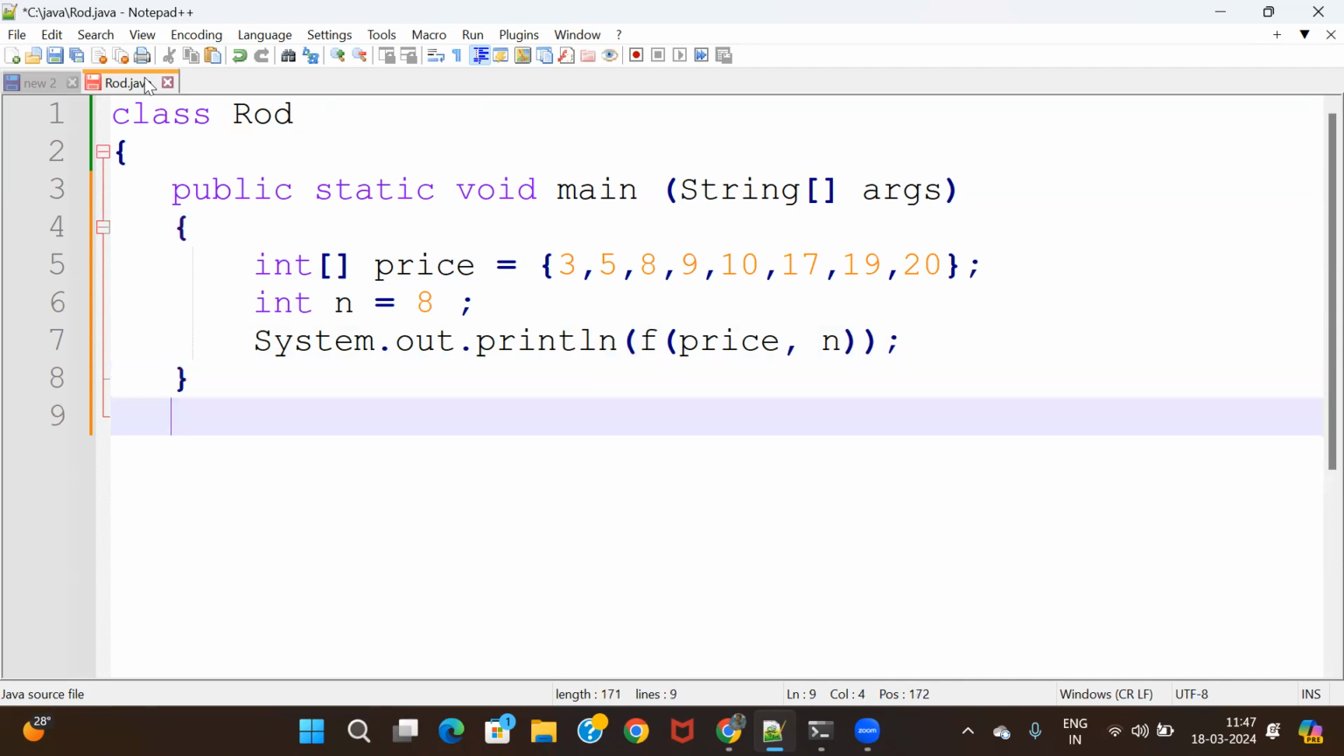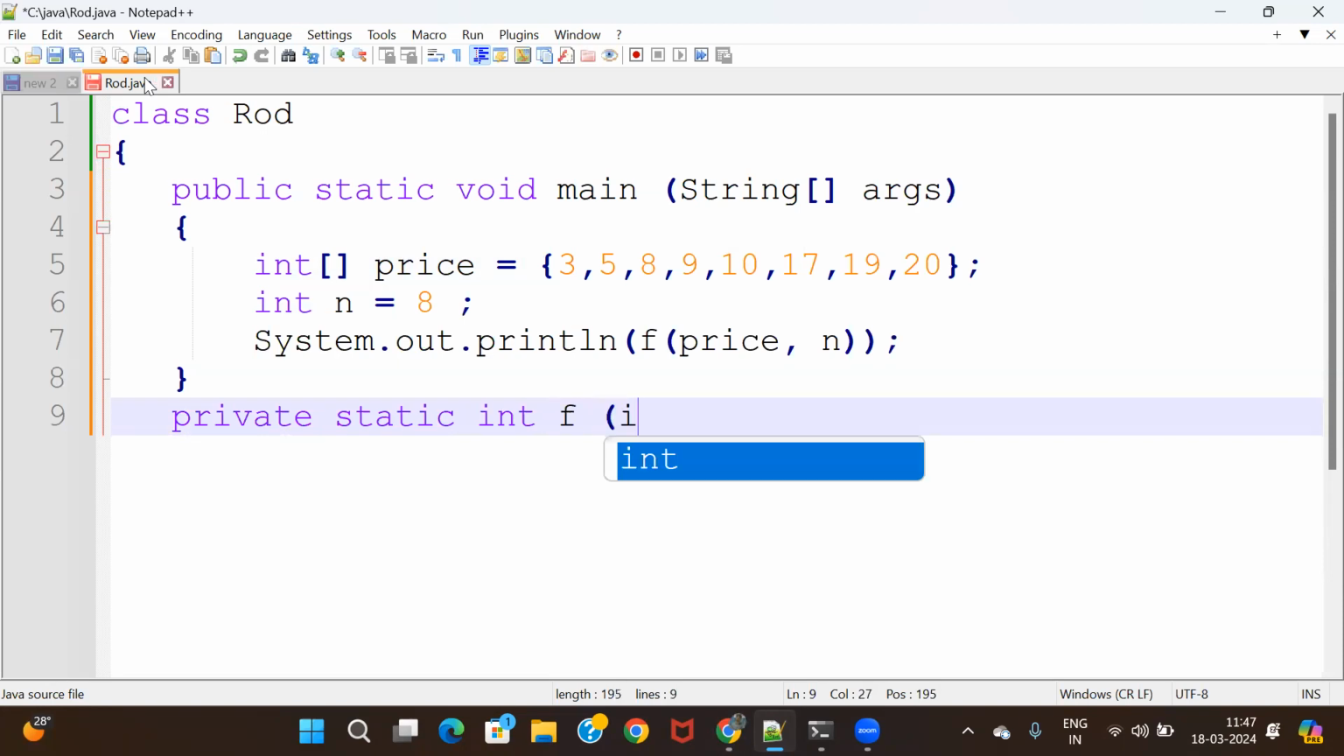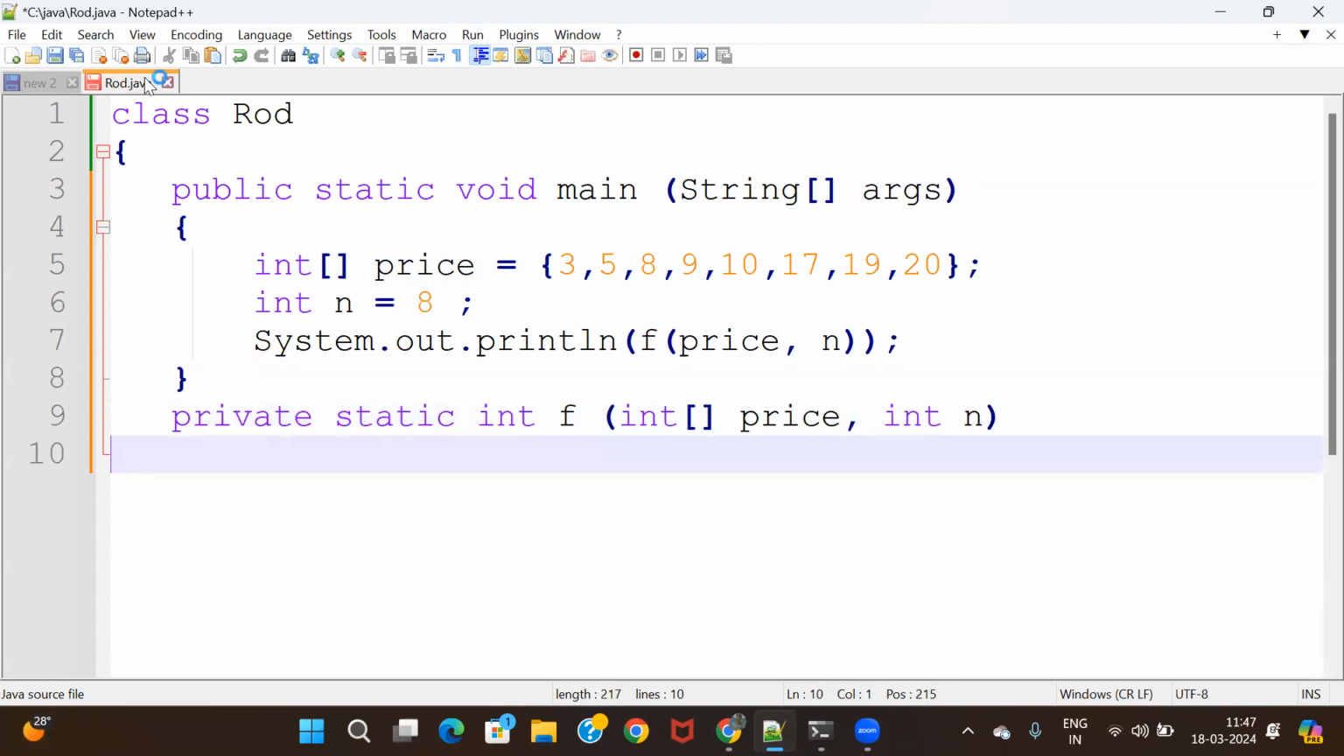This is going to be a recursive solution, a static method in the same class. So a private static method, returns integer, and the name is f. Inputs are the array of prices and the length of the metal rod.